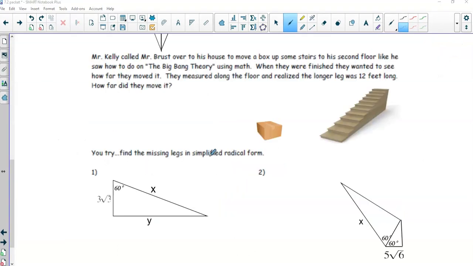Okay, let's finish up. Mr. Kelly called Mr. Brush over to his house to move a box up some stairs to his second floor, like he saw how to do on The Big Bang Theory, using math.